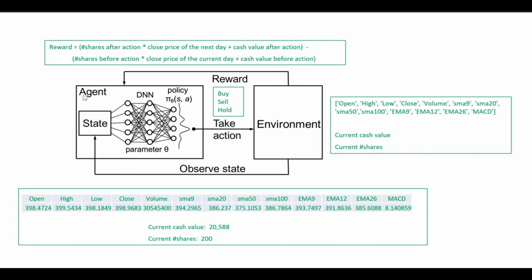The current state that the agent observed is used as an input to this deep Q network.